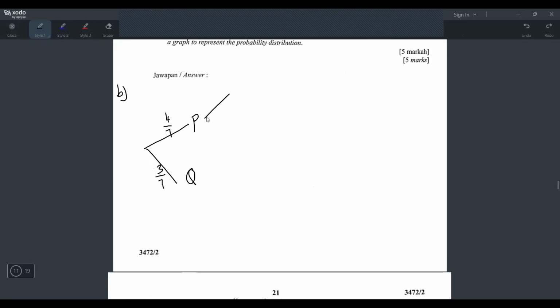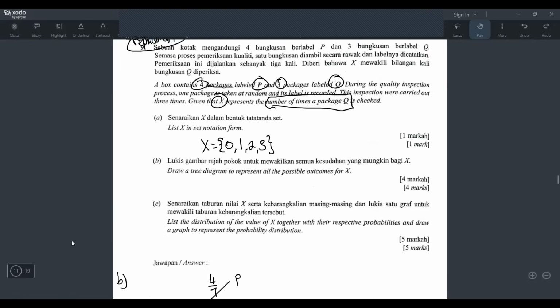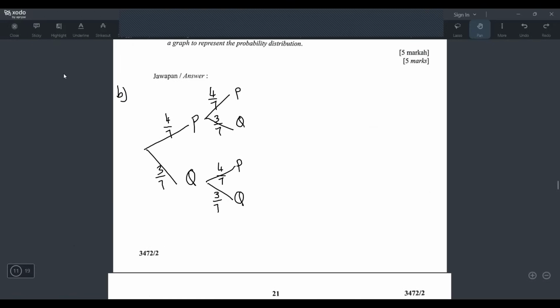Then what about the second time I select? I might get P, I might get Q, I might get P, I might get Q, right? But the P is still 4/7, this is 3/7. This one also still 4/7, 3/7. Because these are independent events, it means it will not get affected, right? It will not become over 6, right? Because if it becomes over 6, then it's not a probability distribution question already, right? Because the probability keeps changing, it's not a binomial.